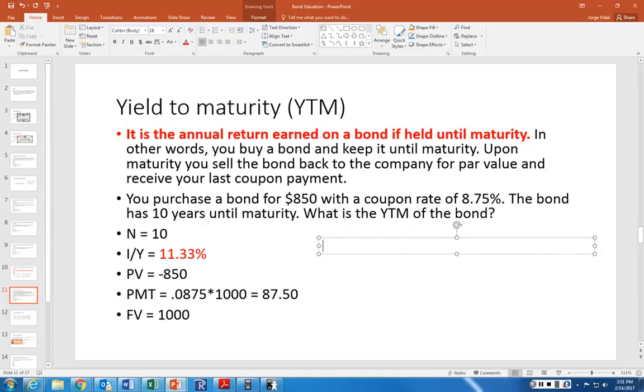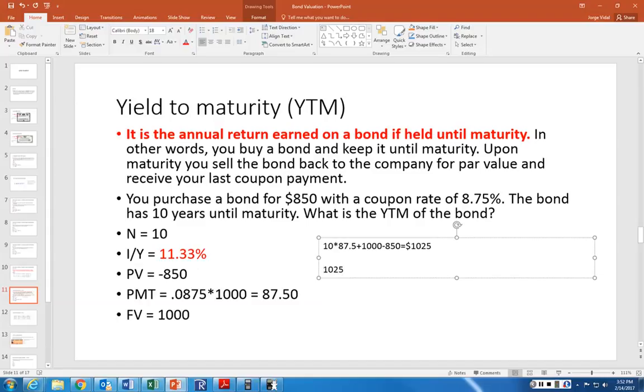Well, if you hold the bond for 10 years times 87.50, and then plus the $1,000 you receive in face value minus 850, which is what you pay for the bond, then your total 10-year dollar return will be equal to $875 plus 1,000 minus 850. You will be earning in dollars 1,025.